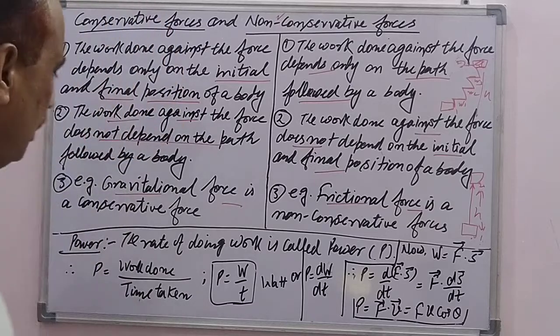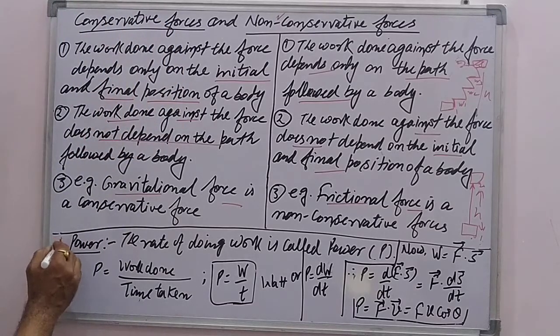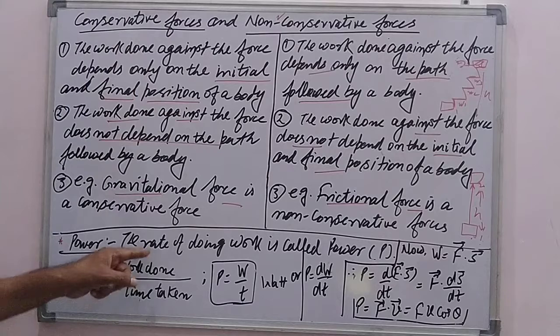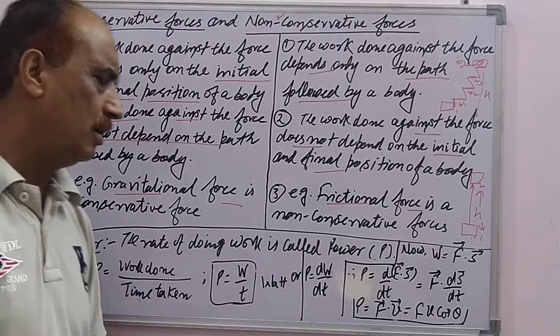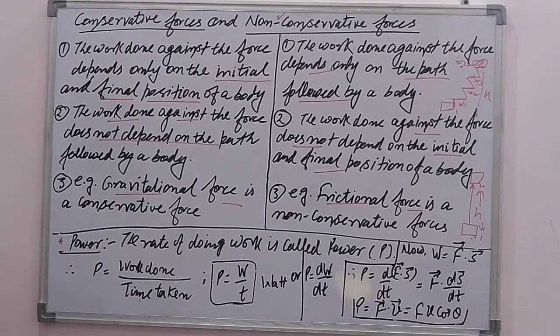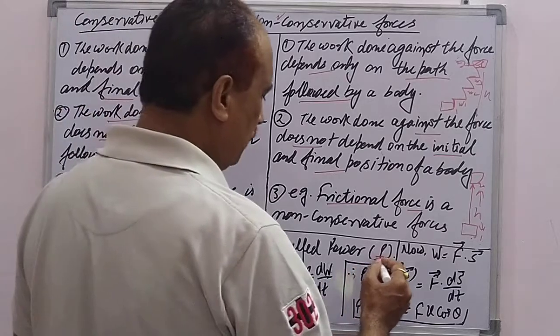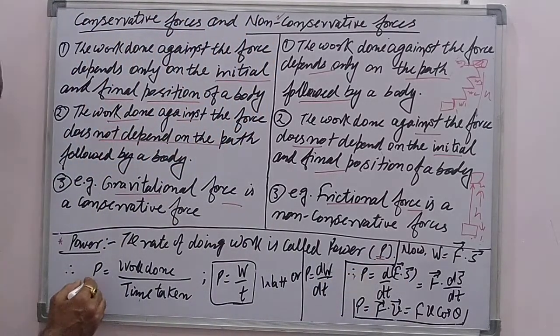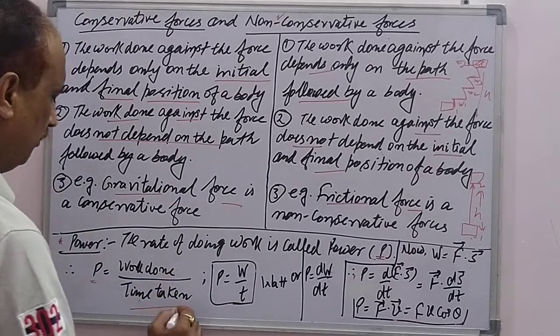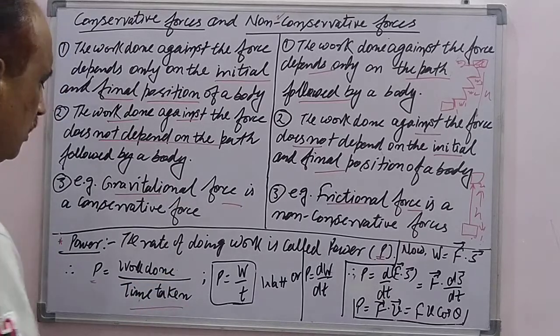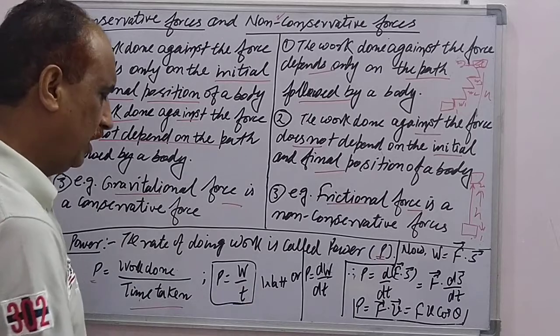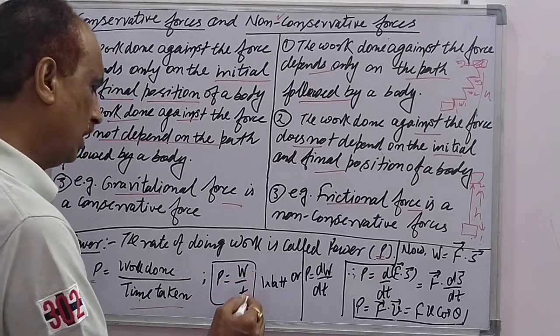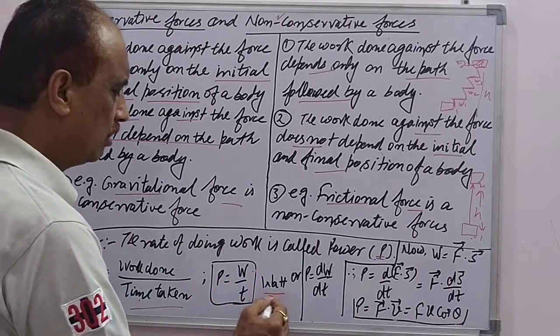Now the next definition is: what is power? The definition of power is the rate of doing work by a body, and it is denoted by P. So the formula can be written simply as power P equals work done by the body divided by the time taken. Similarly, P is equal to W upon T, and its unit is joule per second, that is equal to watt.